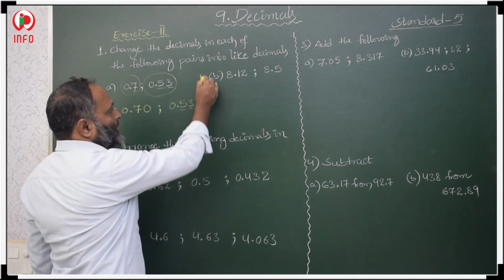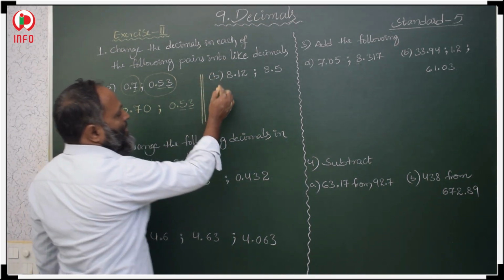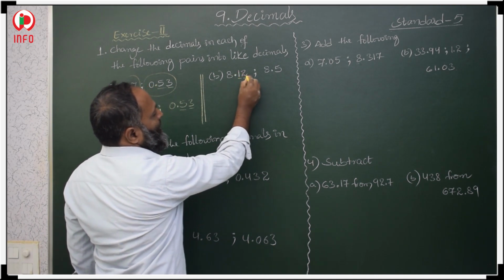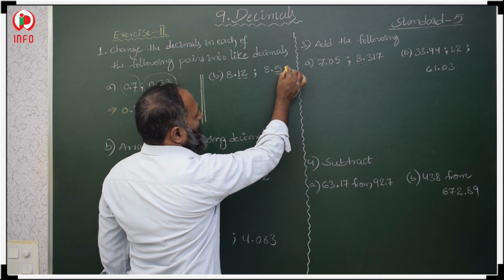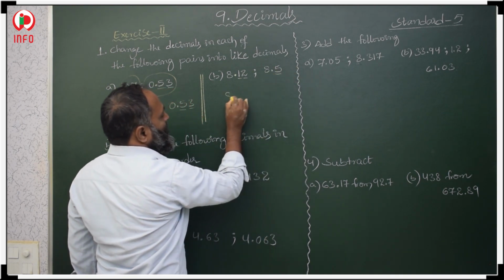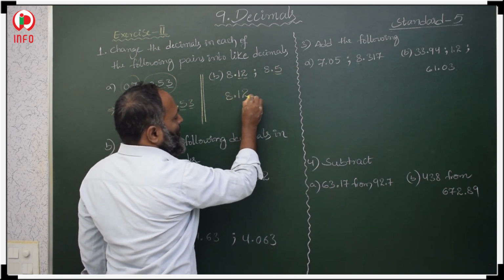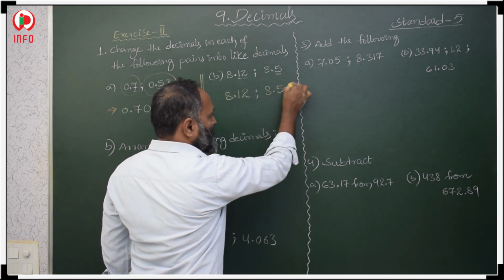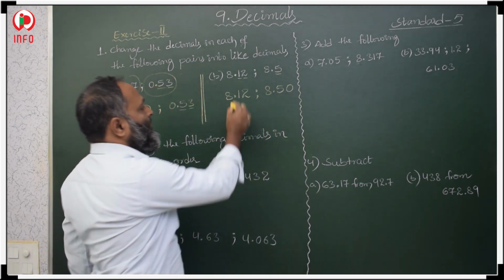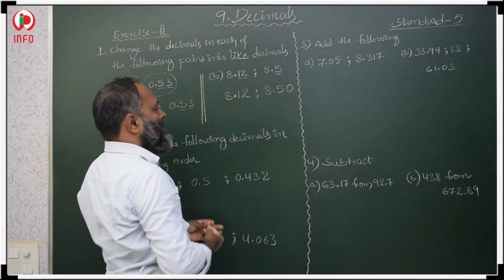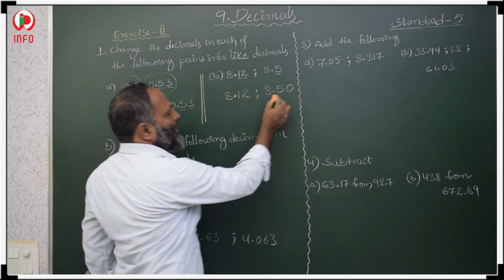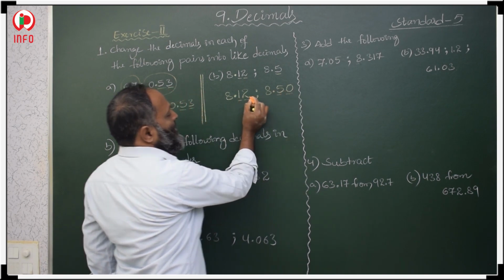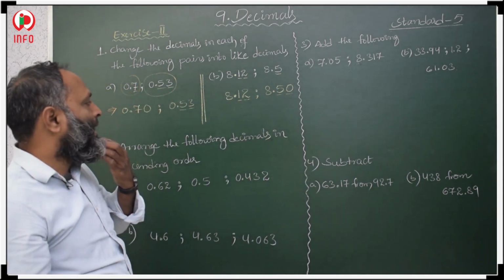So here in this, after decimal how many places do we have? Tenths and hundredths. Here only tenths is there. There is no hundredths, so keep 0. That is 8.12, 8.5 and 0. So here after a decimal we have two places, 1, 2. Here after a decimal we have two places, 1, 2. So this is about our like decimals.